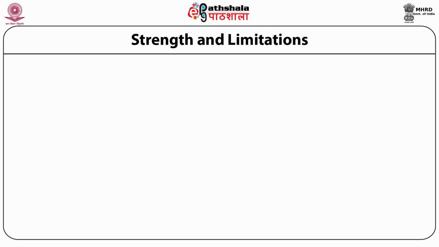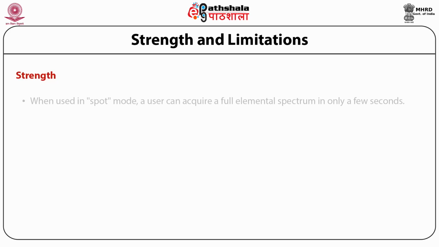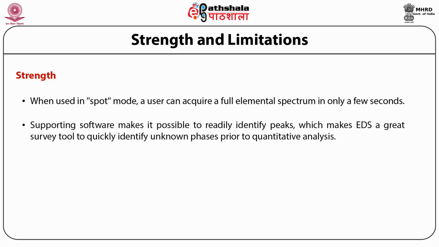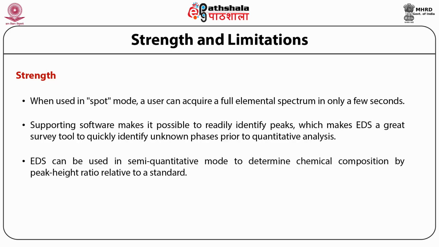The strengths and limitations. In the strengths, in spot mode, a user can acquire a full elemental spectrum in only a few seconds. Supporting software makes it possible to readily identify peaks, which makes EDS a great survey tool to quickly identify unknown phases prior to quantitative analysis. EDS can be used in semi-quantitative mode to determine chemical composition by peak height ratio relative to a standard.